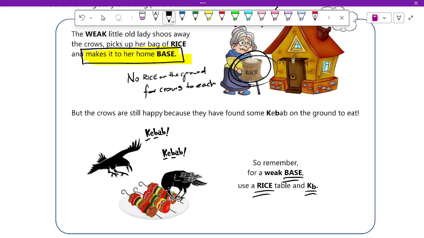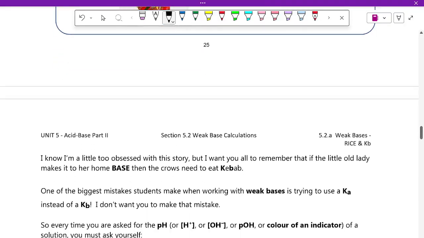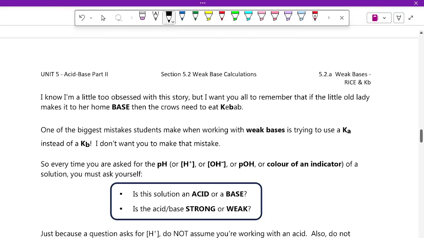Probably you didn't need all of that, but I found a picture of kebab and then I got the crows eating. I don't know, I was just very happy with the picture. So sometimes you're just indulging me in my silliness, okay? Yeah, and I even wrote that here. I'm a little too obsessed with this story, but there we go.